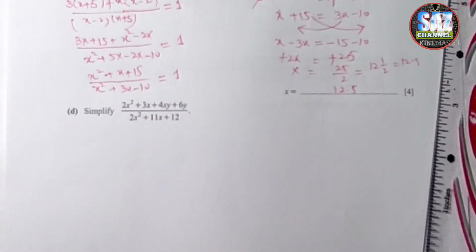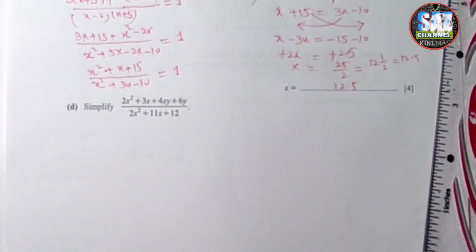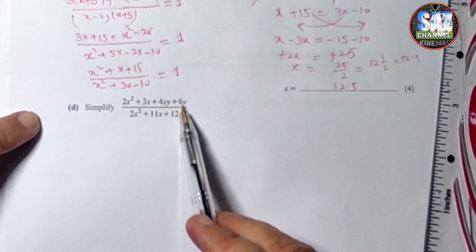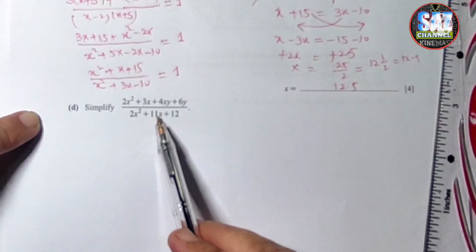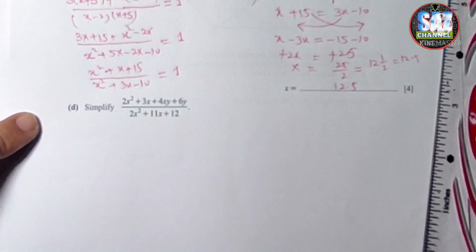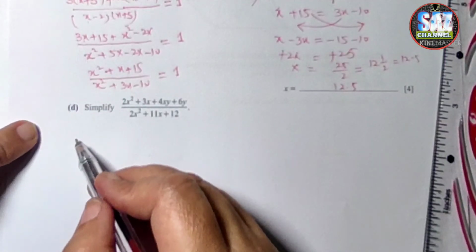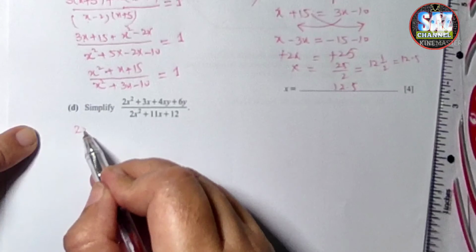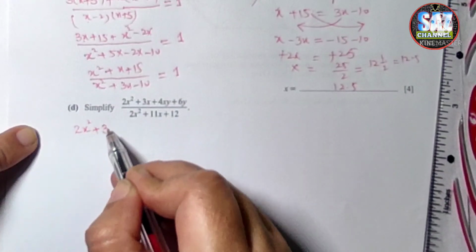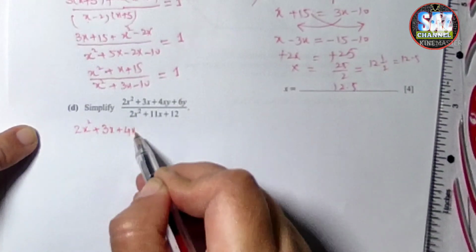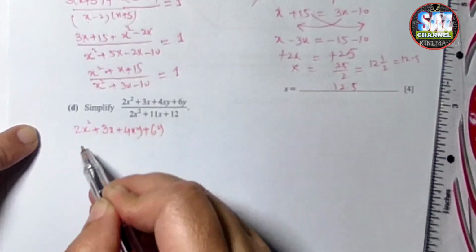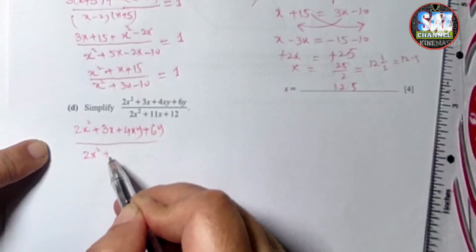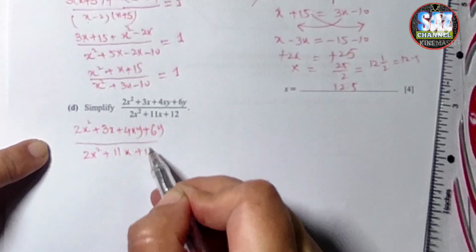And moving to the next part that says simplify 2x square plus 3x plus 4xy plus 6y upon 2x square plus 11x plus 12. Again, the combination of D2 chapter number 4, 5 and 6: 2x square plus 3x plus 4xy plus 6y upon 2x square plus 11x plus 12.